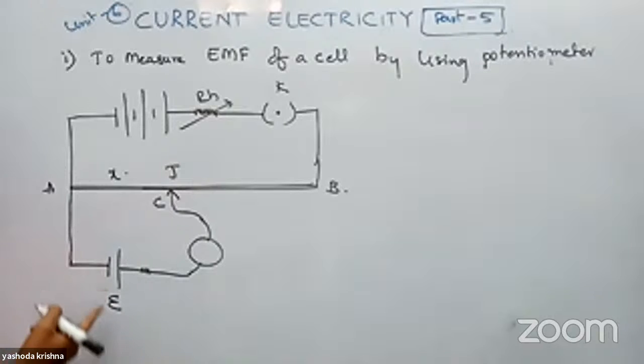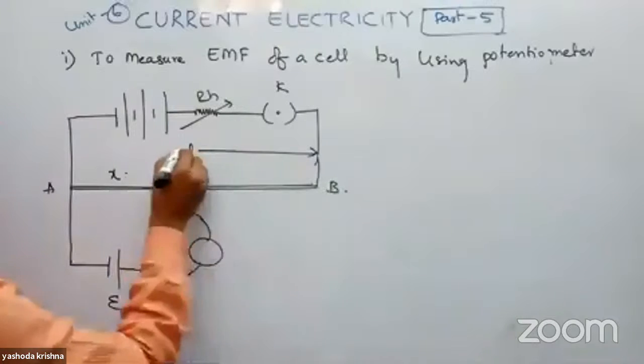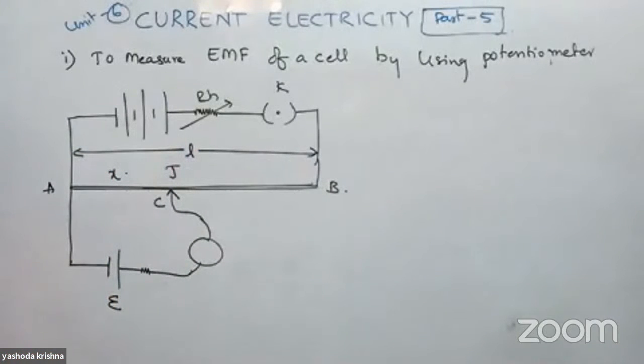How do we find out? Total length is equal to L.